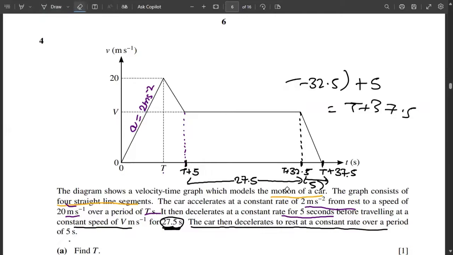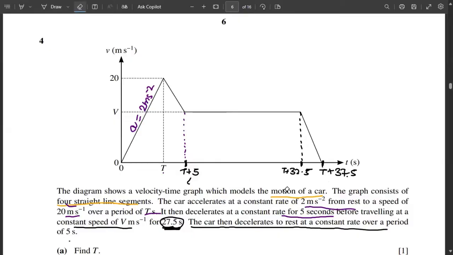So we have covered the entire diagram. We have written down all the necessary points, which will be helpful in order to get to the final answer. Because if we had not included everything like this, we would have been doubtful about the values on the x axis. But now we have a hint of what is happening every time. For example, deceleration is happening for 5 seconds, then constant speed for 27.5 seconds, then again deceleration for 5 seconds.